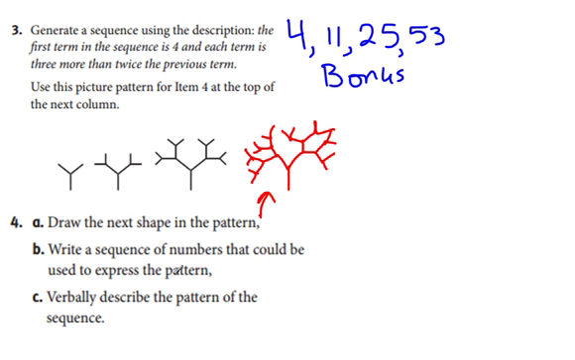Write a sequence of numbers that could be used to describe the pattern. Okay. So if we look at the number of ends of our tree, our first one had 2. Our next one had 4. Our one after that, take a guess. It has 4, 5, 6, 7, 8. Which means this one here, I'm not going to count them all, has 16. So the sequence of numbers, it's always going to be times 2. Okay. And verbally describe the pattern of the sequence. So it's like a tree, it continues to branch. Every branch gets 2 new branches on the next shape.